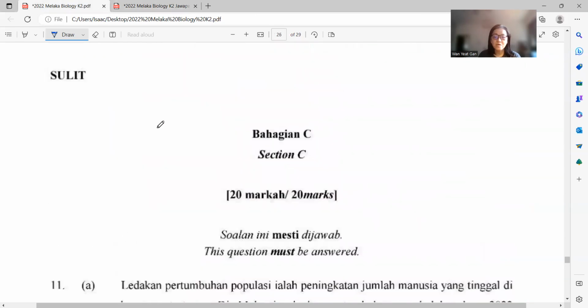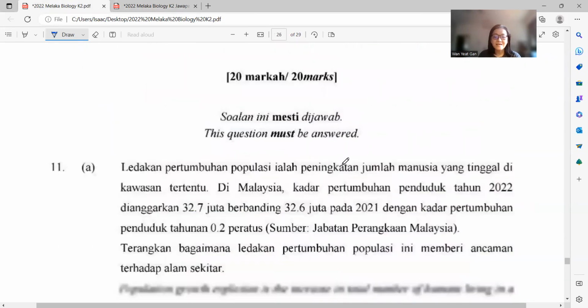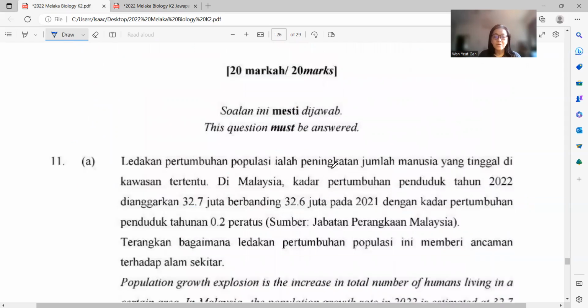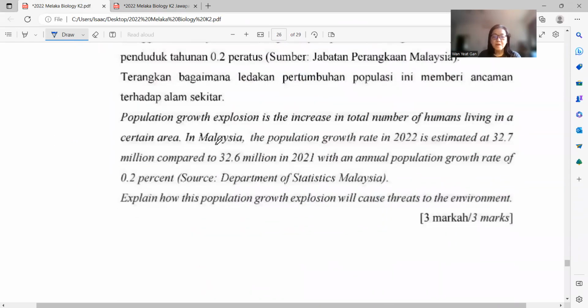Okay, we are now at question 11, section C. This is a compulsory question. Population growth explosion is the increase in the total number of humans living in a certain area. In Malaysia, the population is estimated to be 32.7 million compared to 32.6 million in 2021. Explain how this population growth explosion causes threat to the environment.